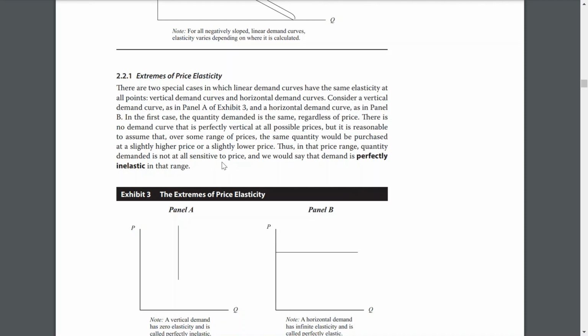Thus, in this price range, quantity demanded is not at all sensitive to price and would be said to be perfectly inelastic in the range.